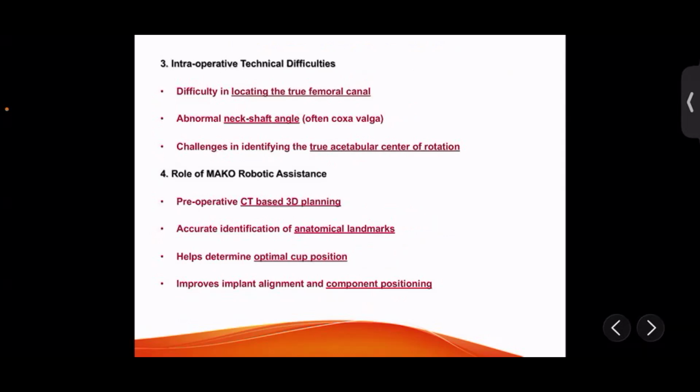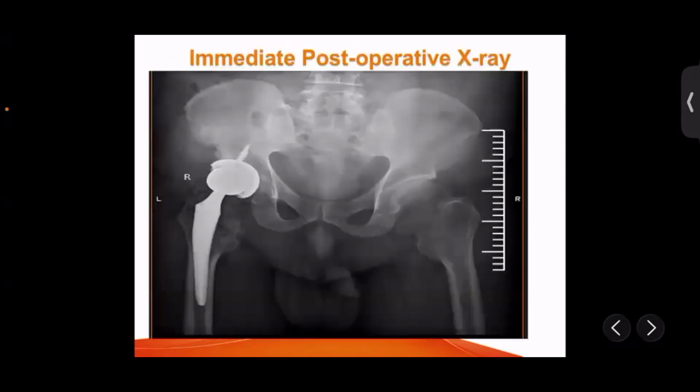Now, why the robot, my Mako, was specifically very useful was because of the anatomical landmarks, the optimal cup positioning, component positioning, including your femoral stem version as well, and also the 3D printing of it. So even intra-op, when we had to nibble through a lot of the bone, you don't know whether you have already crossed a greater chunk of the greater trochanter and you're digging into normal bone now at this point. So the Mako had really helped with that.